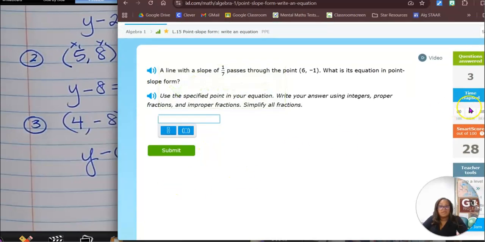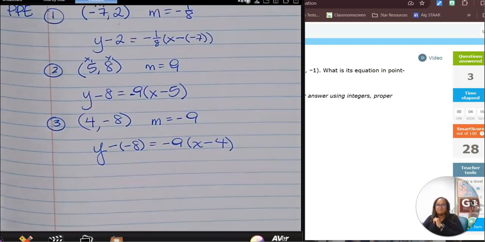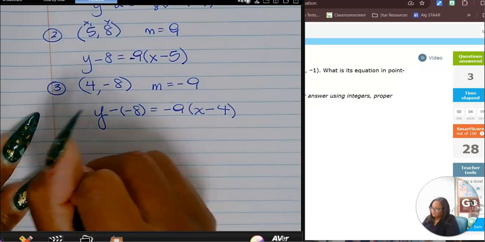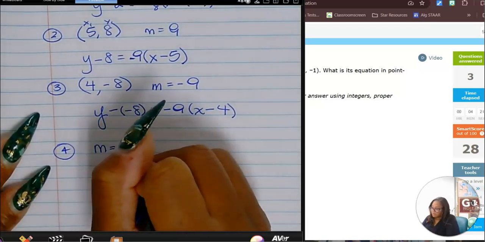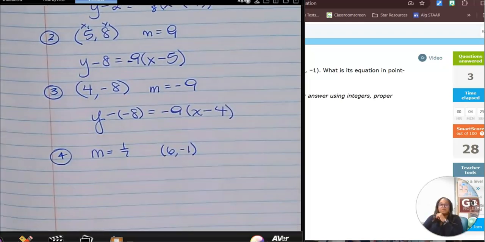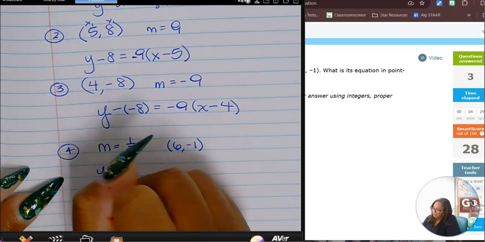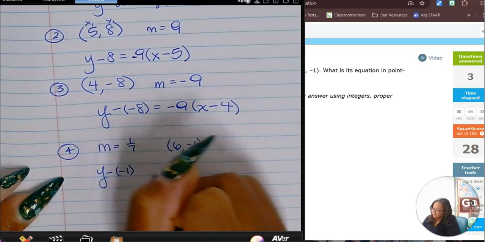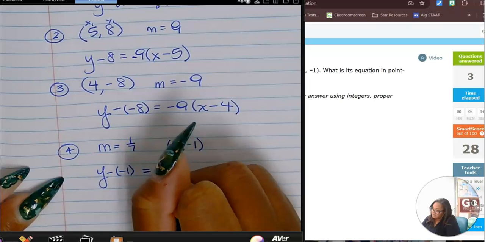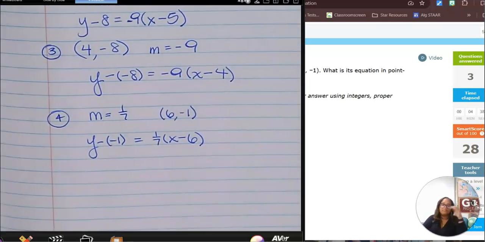All right, 3 questions in, and I'm over a quarter of the way through where I need to go. 1/7 is my slope, and 6, -1 is my point. Let me zoom out a little bit. M is 1/7, and my point is 6, -1. Is that correct? Yes. So it's y minus -1 equals 1/7 times x minus 6.